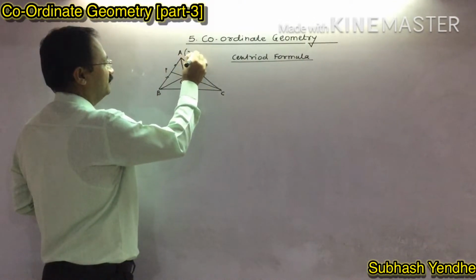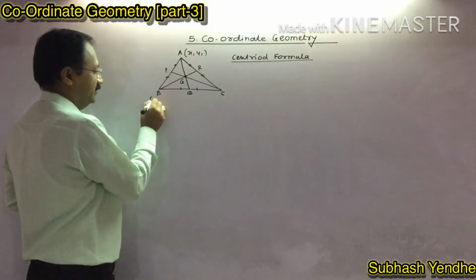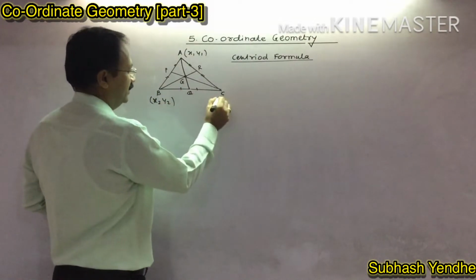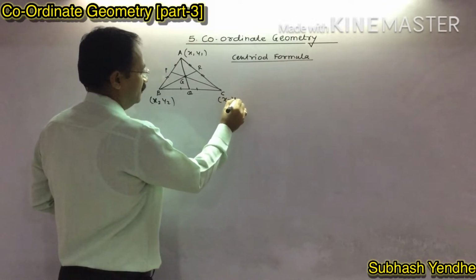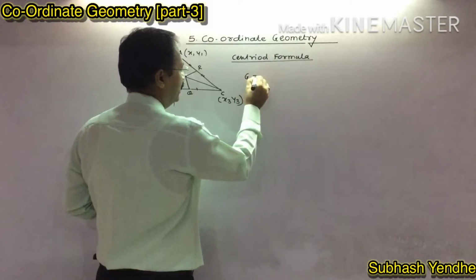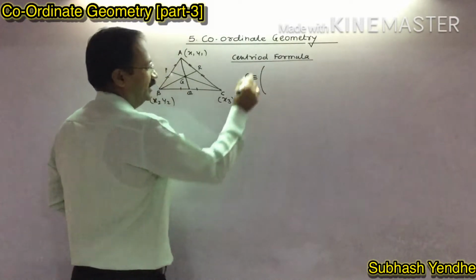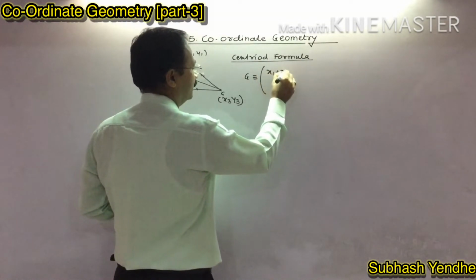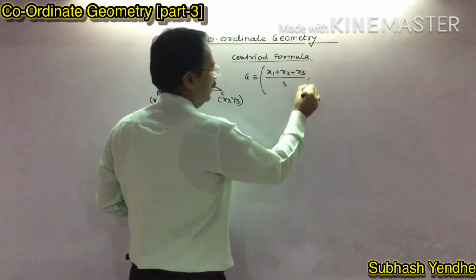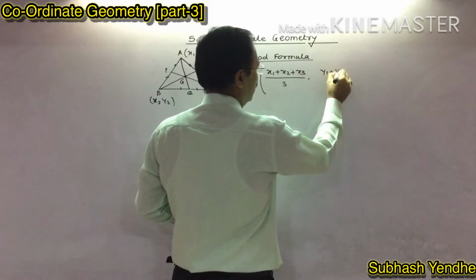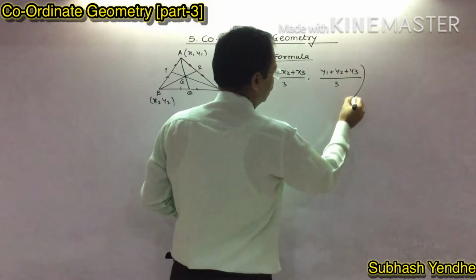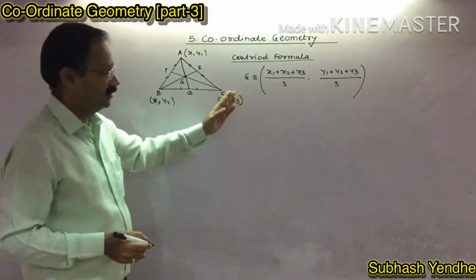So if you want to find out the coordinates of that centroid point, always remember that the vertices of the triangle are x1 and y1, then x2 and y2, and this is x3 and y3. So we will get the coordinates of G: x1 plus x2 plus x3 divided by 3, and y1 plus y2 plus y3 upon 3. This is called a centroid formula.